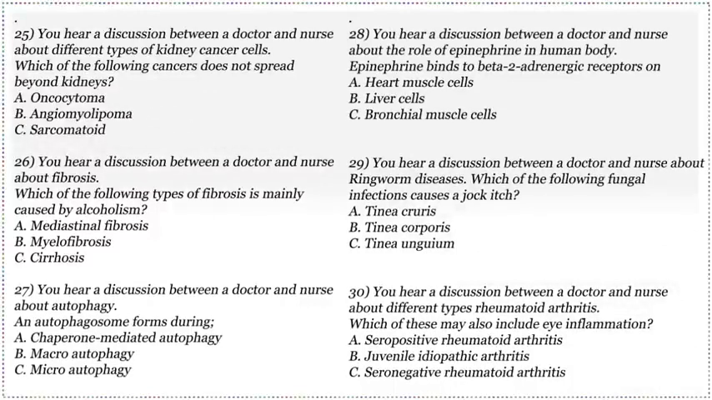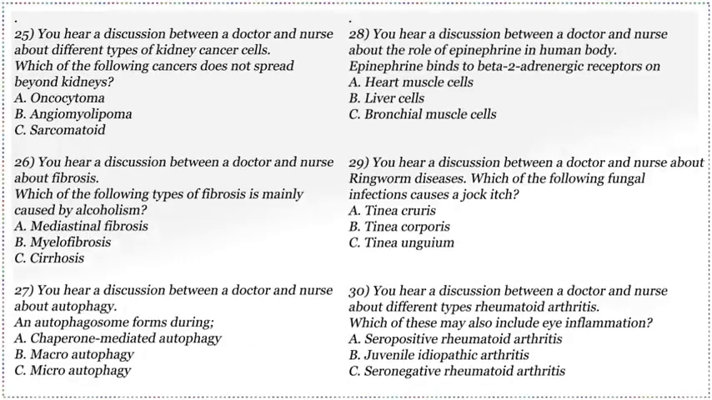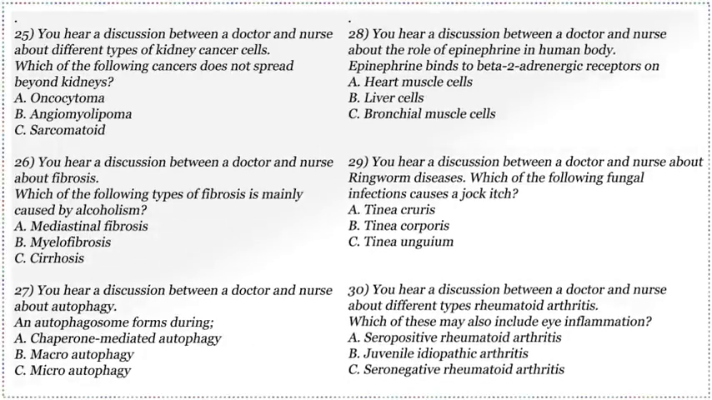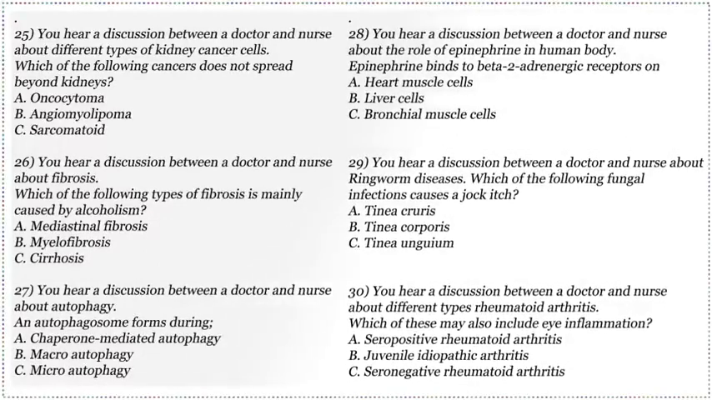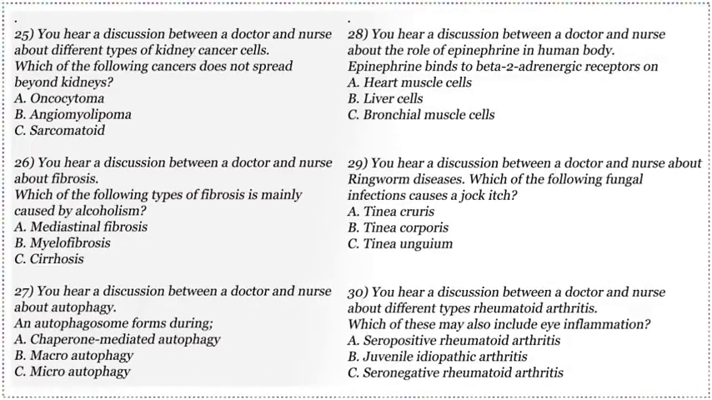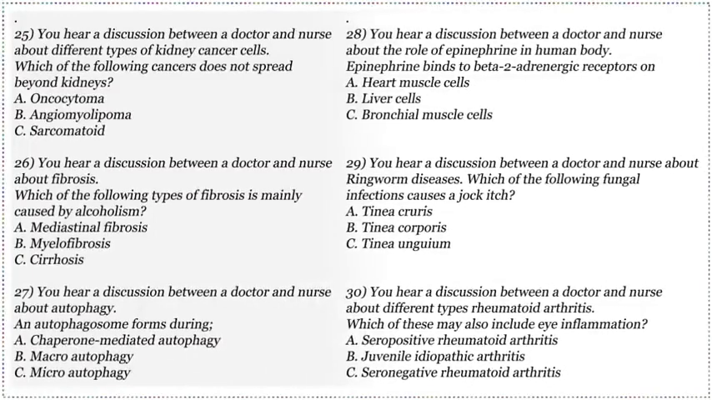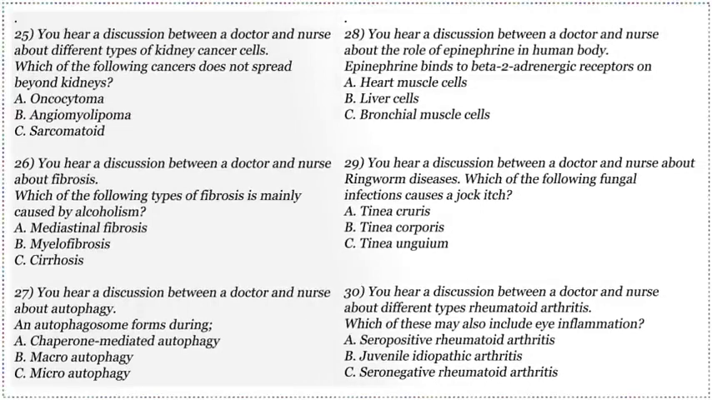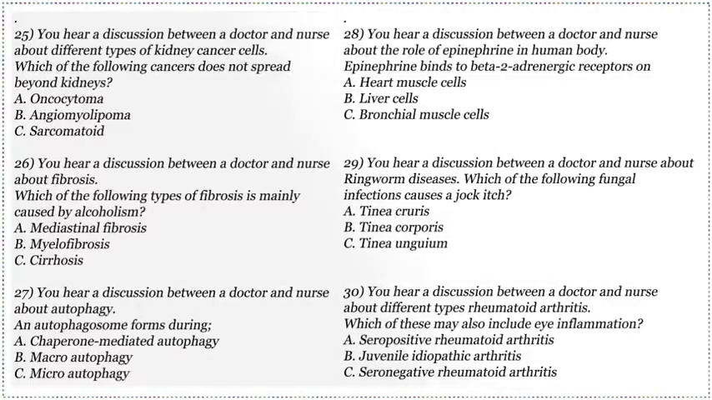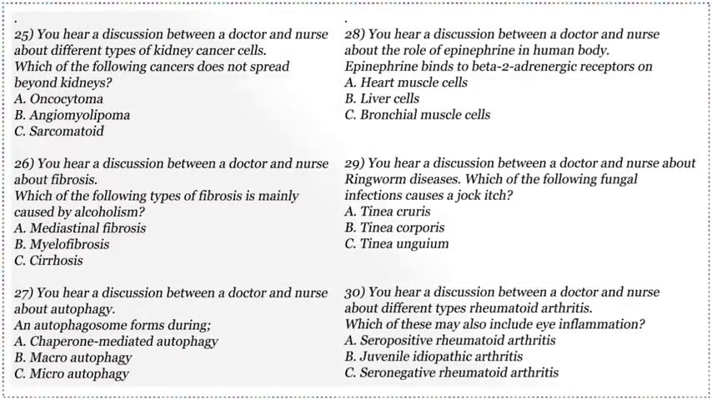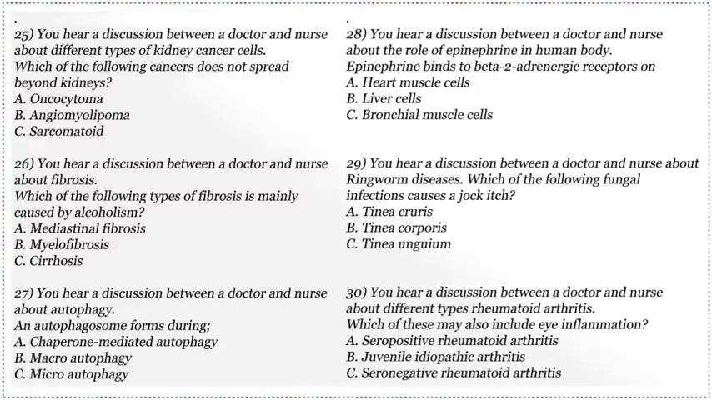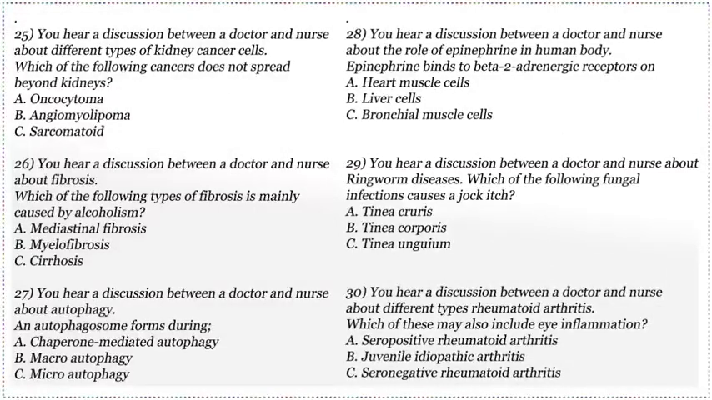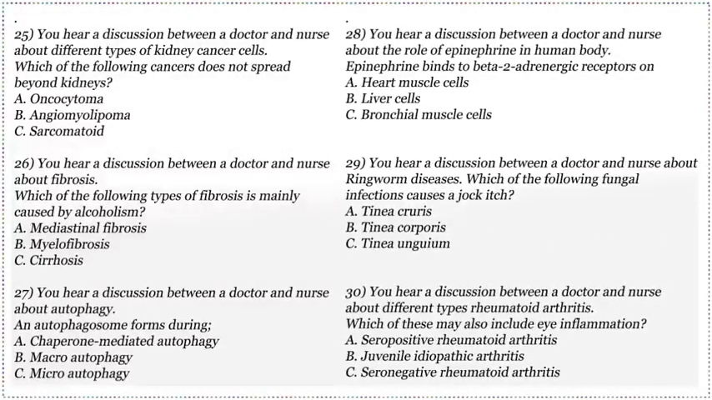Hello, doctor. What are the different types of kidney cancer cells? Well, there are about 10 different types of kidney cancer cells. Clear cell is a very common type of cell found in about 70% of kidney cancers, which may be slow growing or grade 1 and less aggressive, or may be grade 4 with a very aggressive growth. Clear cells are susceptible to treatment with immunotherapy and targeted therapy.